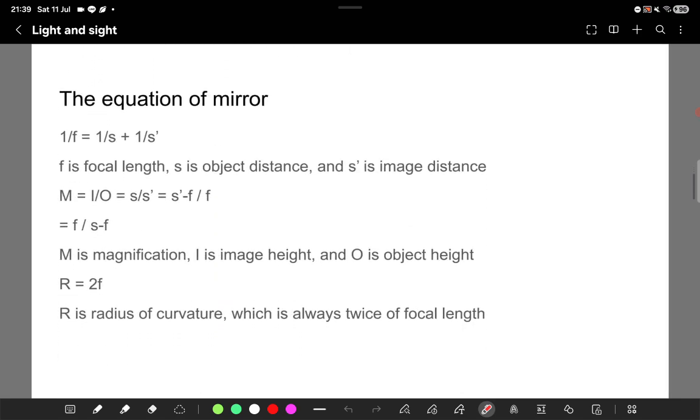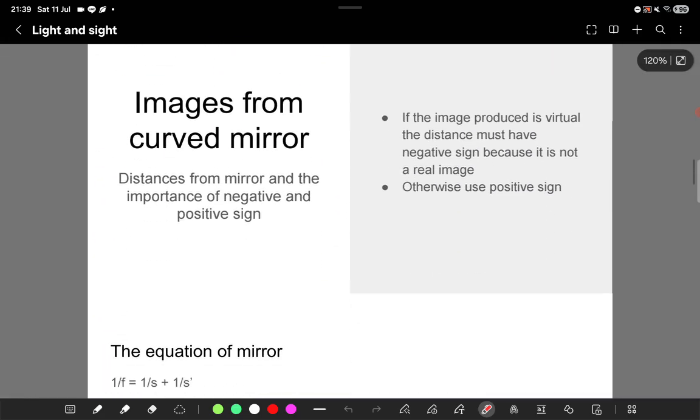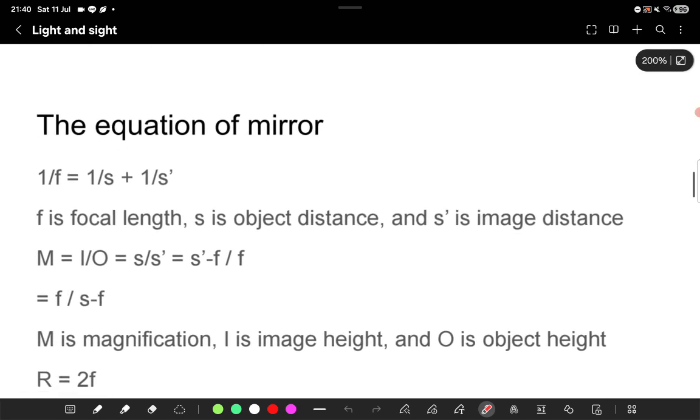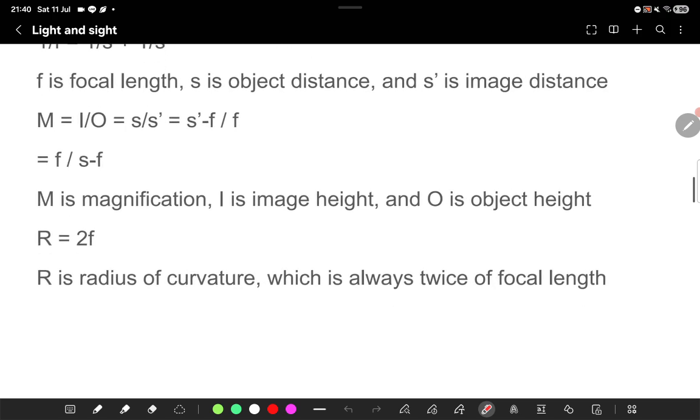These are the equations for mirrors. First, we have the classic 1/f = 1/s + 1/s'. The notation may be different depending on which teacher you learn from, but I will be using this notation. First, f is the focal length. So the focal length just means how far it is from the focal point. s is the object distance. That is how far the object is from the mirror, and the image distance s' is how far the image is from the mirror.